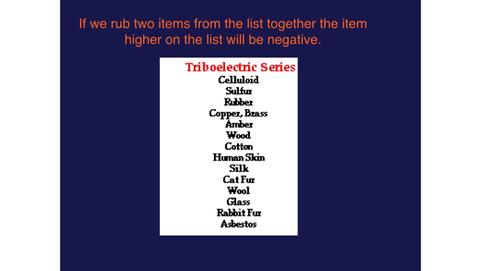So if we take rubber and we rub it with wool, rubber is higher on the list, so it will be negative because it'll grab the electrons from the wool. If we took amber and we rubbed it with silk, the amber would take the electrons because it's higher on the list, and it would become negatively charged, and the silk would become positively charged.